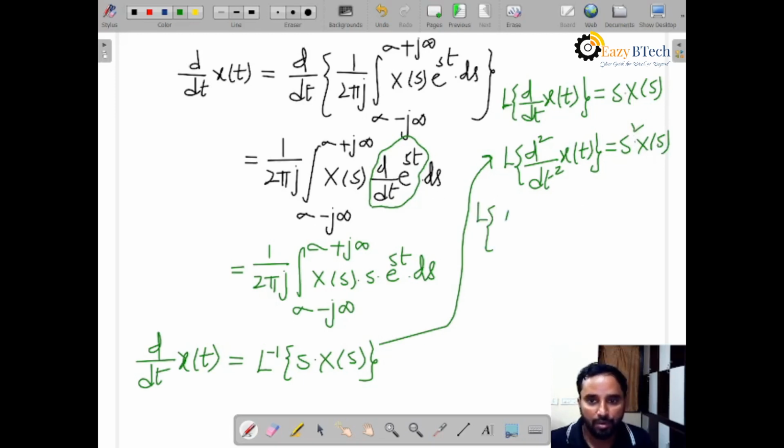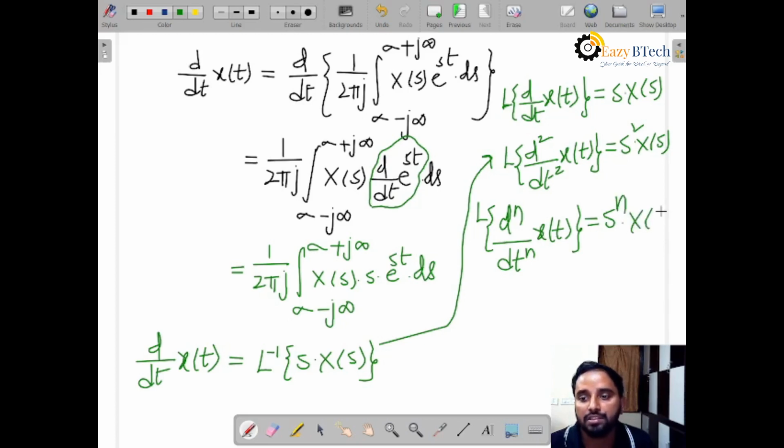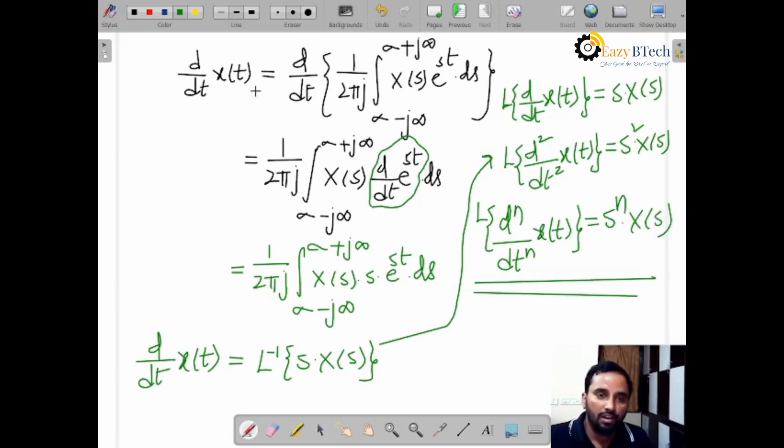Like d power n by dt power n of x of t. How many times you do differentiation, that many times is the power. So s power n X of s. So this is the Laplace transform of d by dt of x of t.